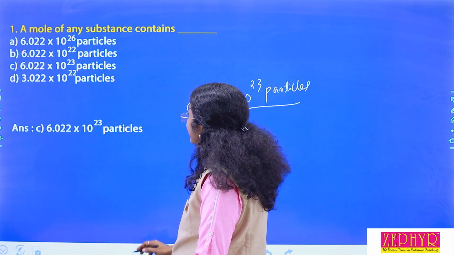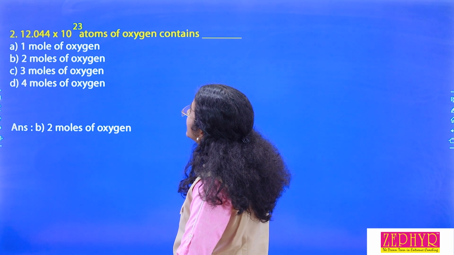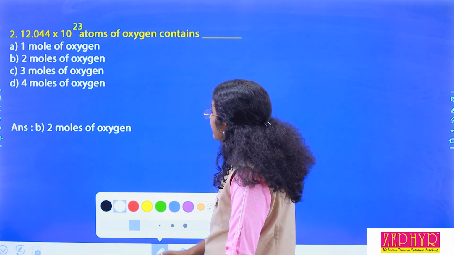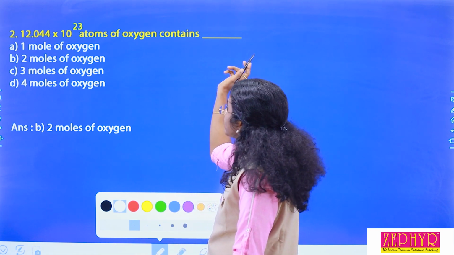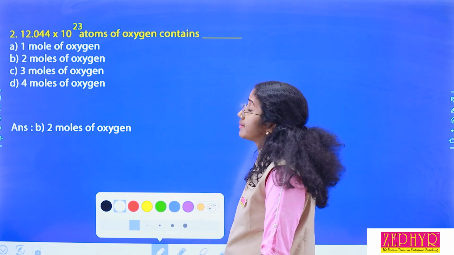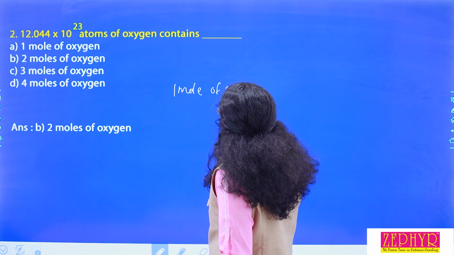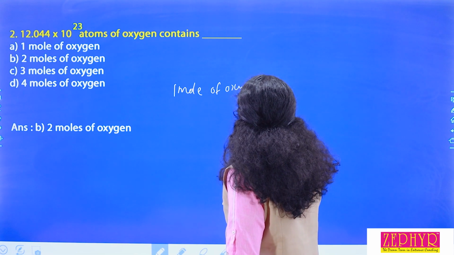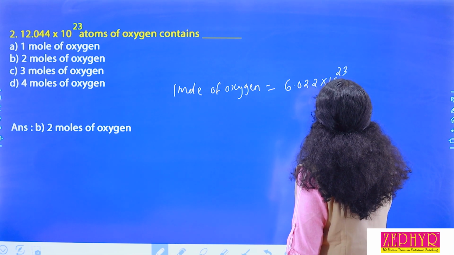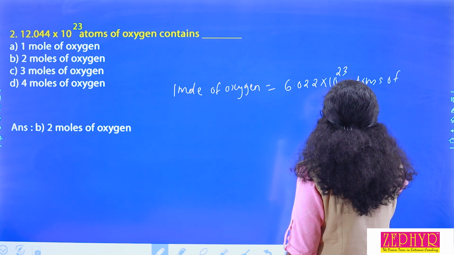Then next one, question number 2. 12.044 × 10^23 atoms of oxygen contain dash. Okay, 1 mole of oxygen contains 6.022 × 10^23 atoms of oxygen, right?